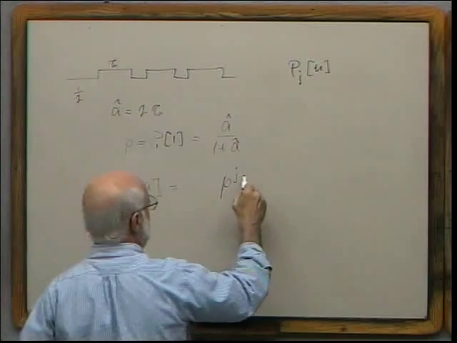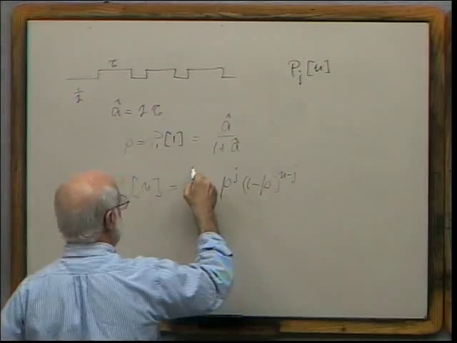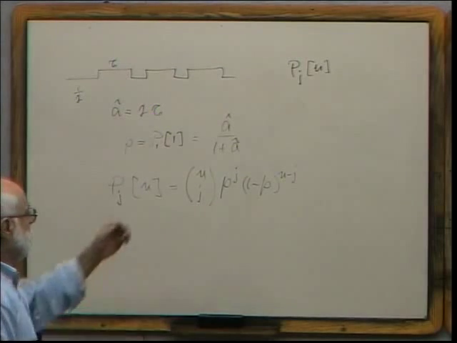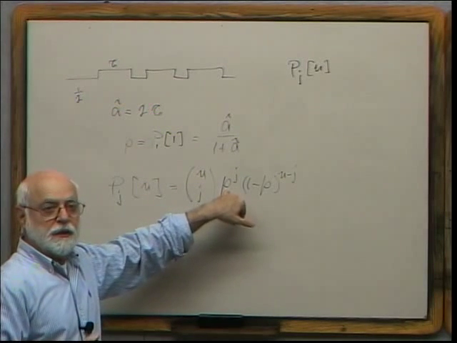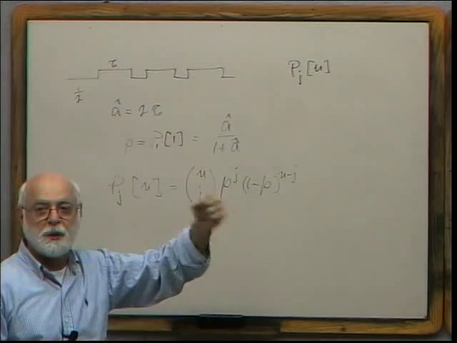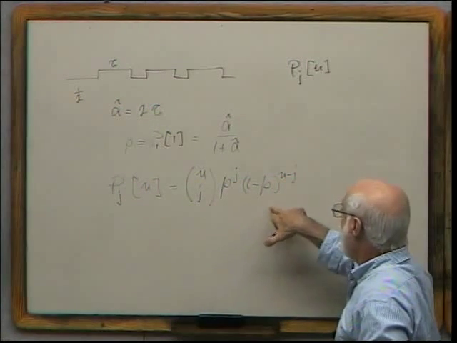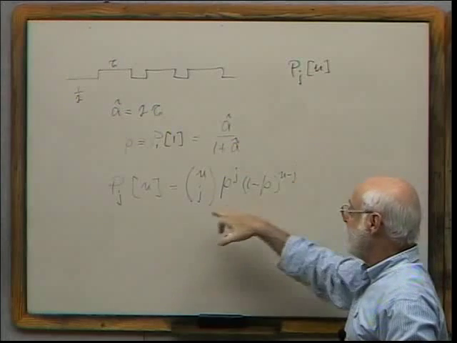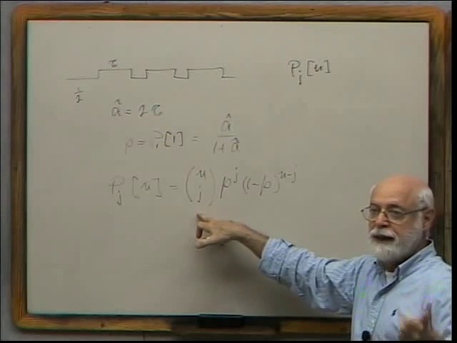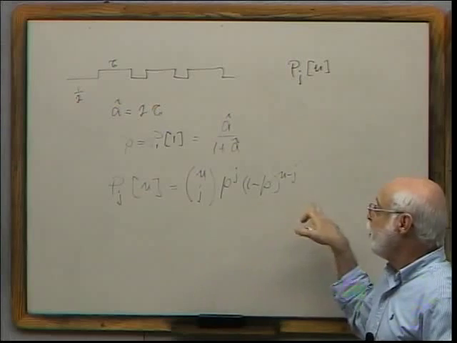p to the j, 1 minus p to the n minus j, n choose j. And the argument there is, well, little p is the probability that a single source is busy, so the probability that of the n sources, exactly j of them are busy and n minus j of them are not, would be p to the j, 1 minus p to the n minus j. And then I would multiply that by the binomial coefficient, which is a number of different ways I can select the identities of the j sources out of n that are in the busy state. So this is the binomial distribution.